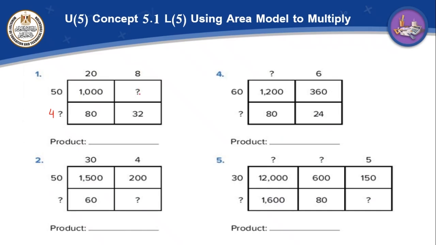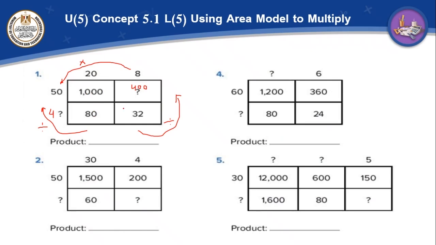So what is the missing number here? Make division. 32 divided by 4 equals what? 8. Okay. So 8 by what here? Multiplication, but the opposite way, division, to get the missing number. 8 by 50 equals 8 by 5, 40, with 0 at the right. 400. The product 1000 plus 400 plus 80 plus 32.